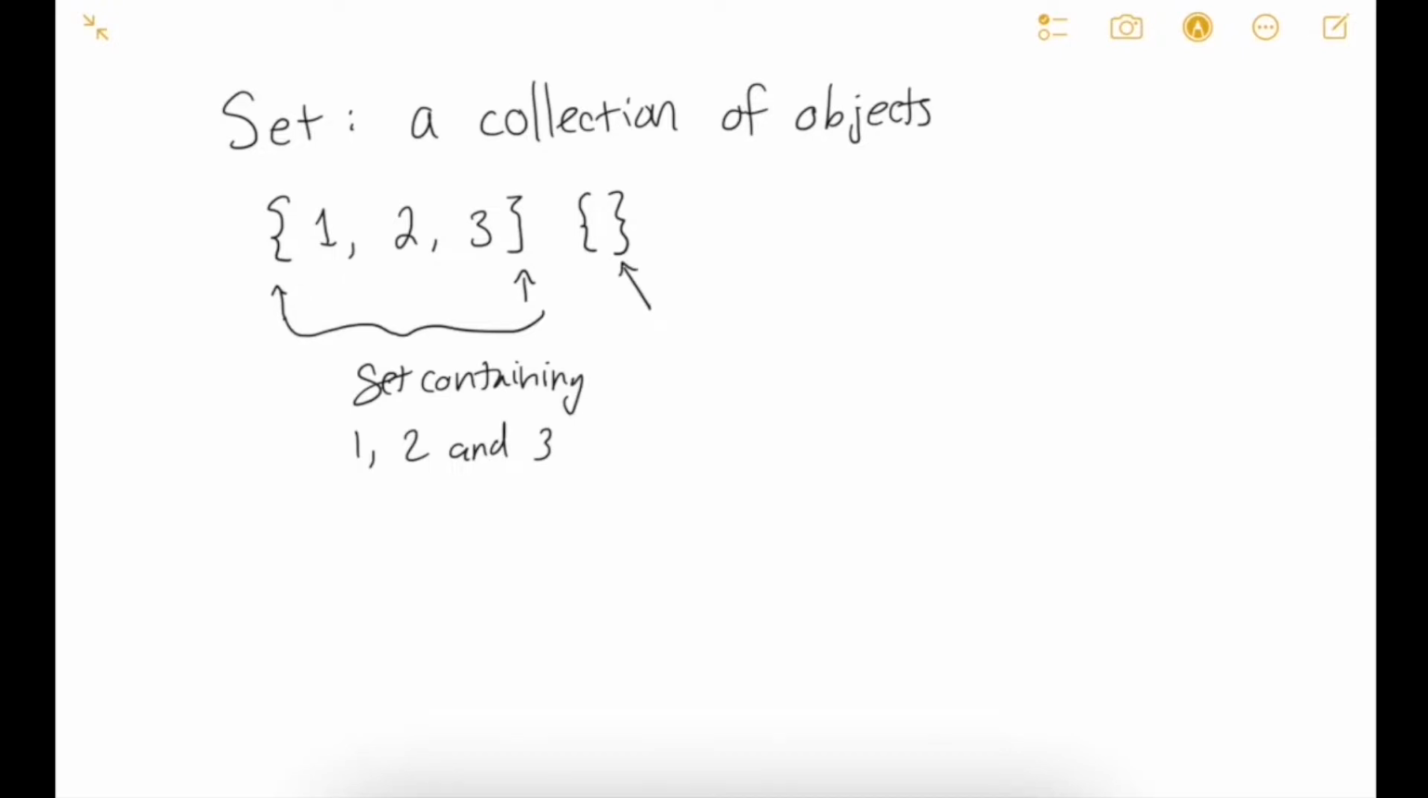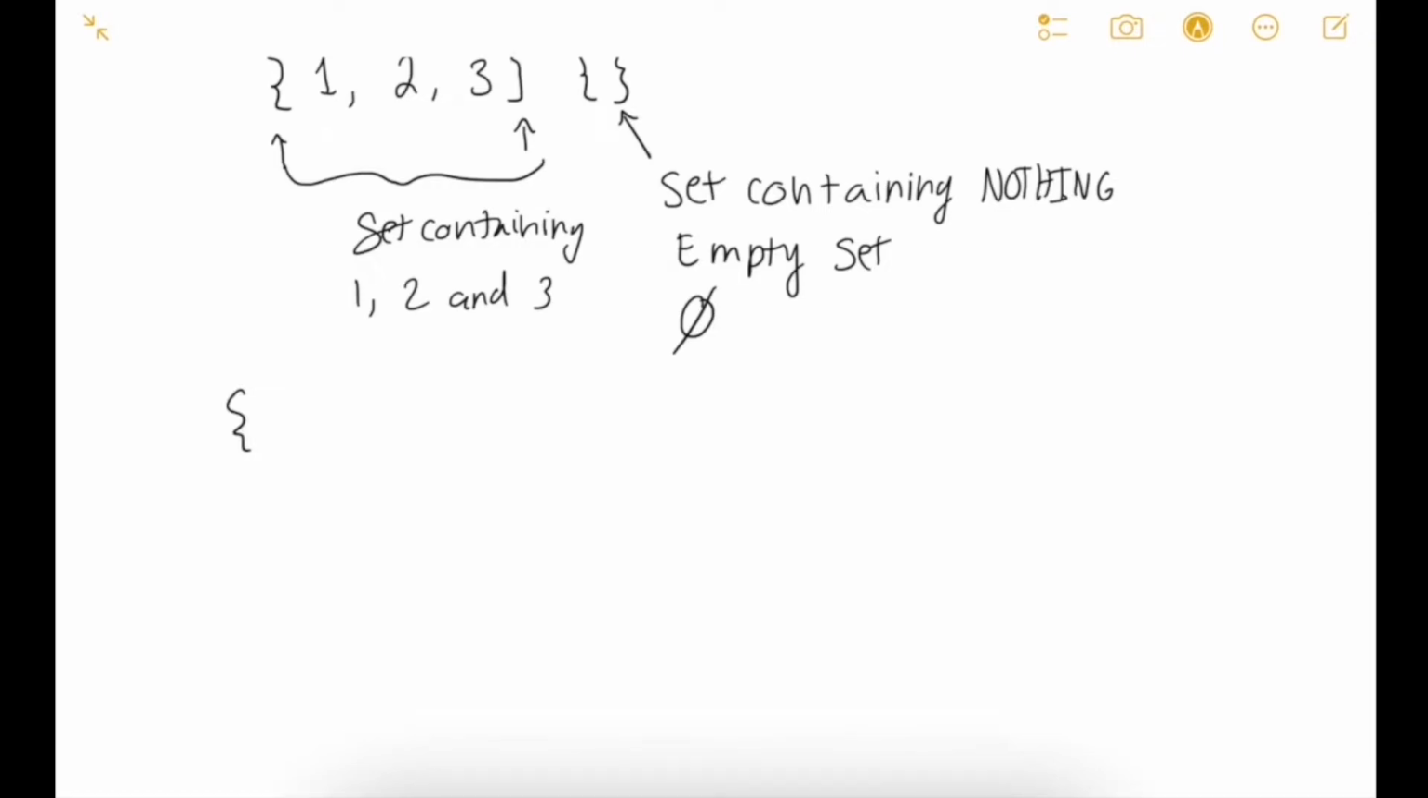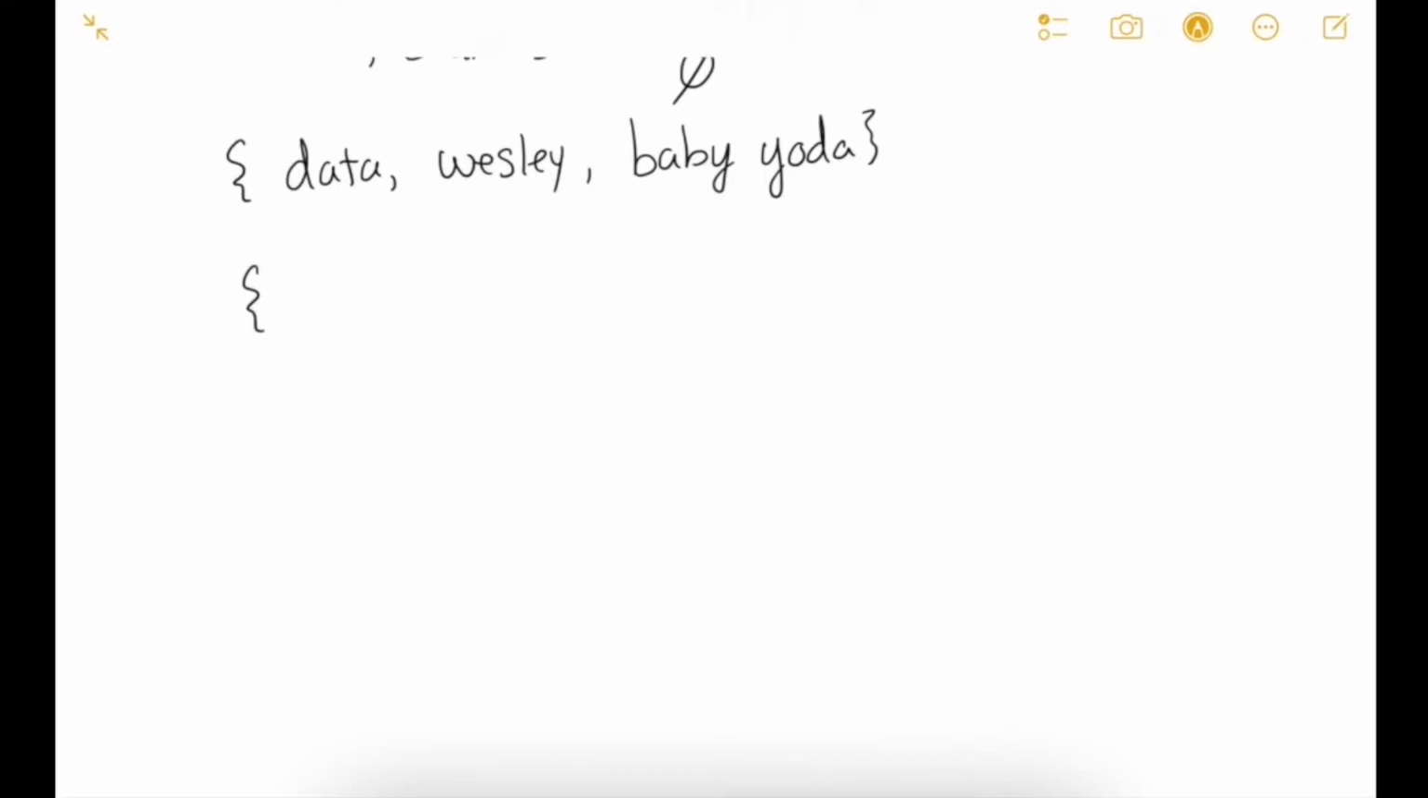This other one right here is the empty set. We can also write the empty set like this. Like I said, a set can be any collection of objects. It can be Data, who's my cat, Wesley, who's the cat next door, and Baby Yoda, who lives across the street, also a cat. So it can be a collection of cats. It could be functions, like f(x) = x squared.